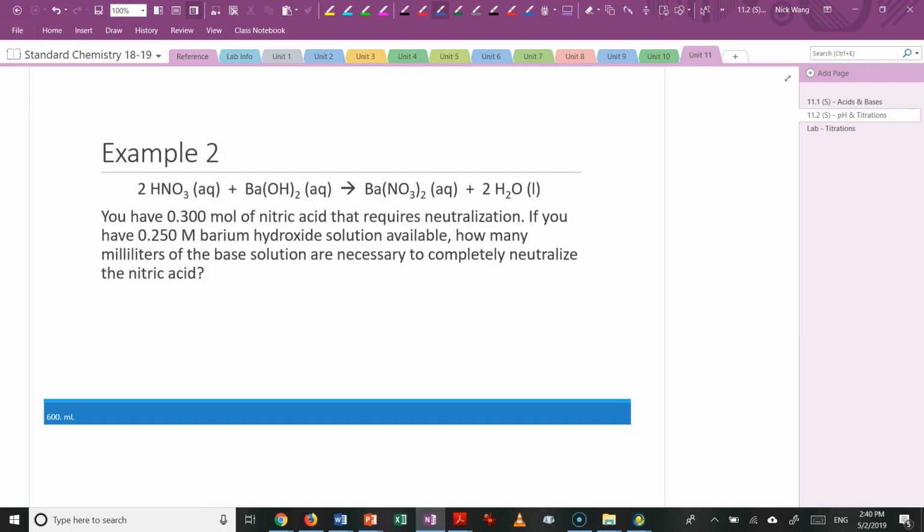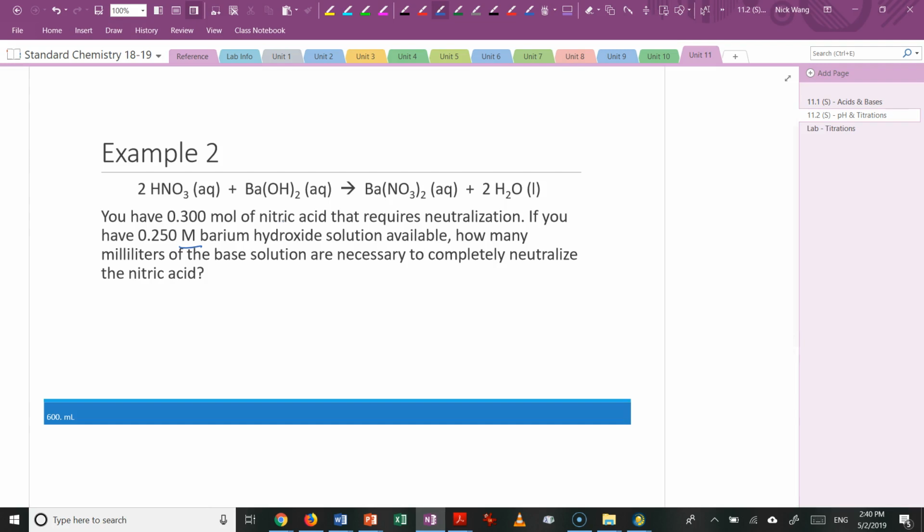neutralize the nitric acid? So if you notice here, we're talking about molar. So molar is a concentration. So there is, again, some container of the barium hydroxide. This container has a certain concentration. Now, remember, we're talking about trying to completely neutralize it. So what we need to do is figure out how many moles of barium hydroxide would be needed to completely neutralize 0.300 moles of nitric acid. Well, if you remember the previous slide, the previous example basically asked us that question to start with.